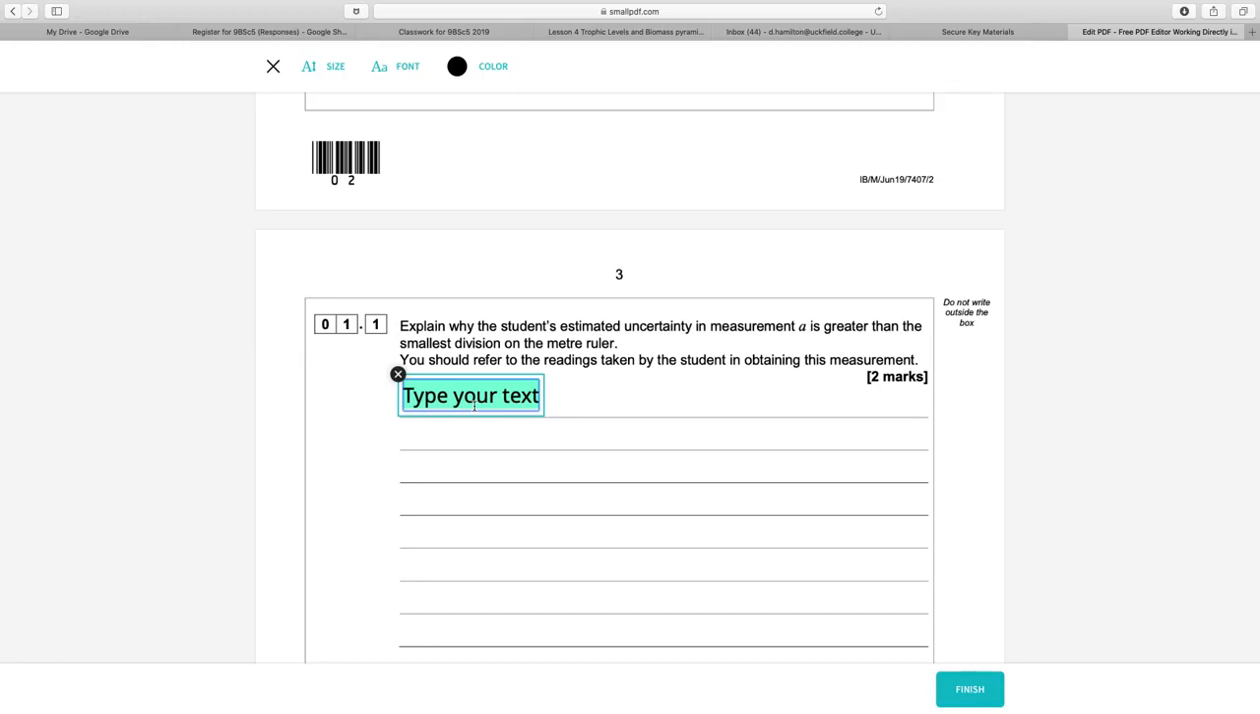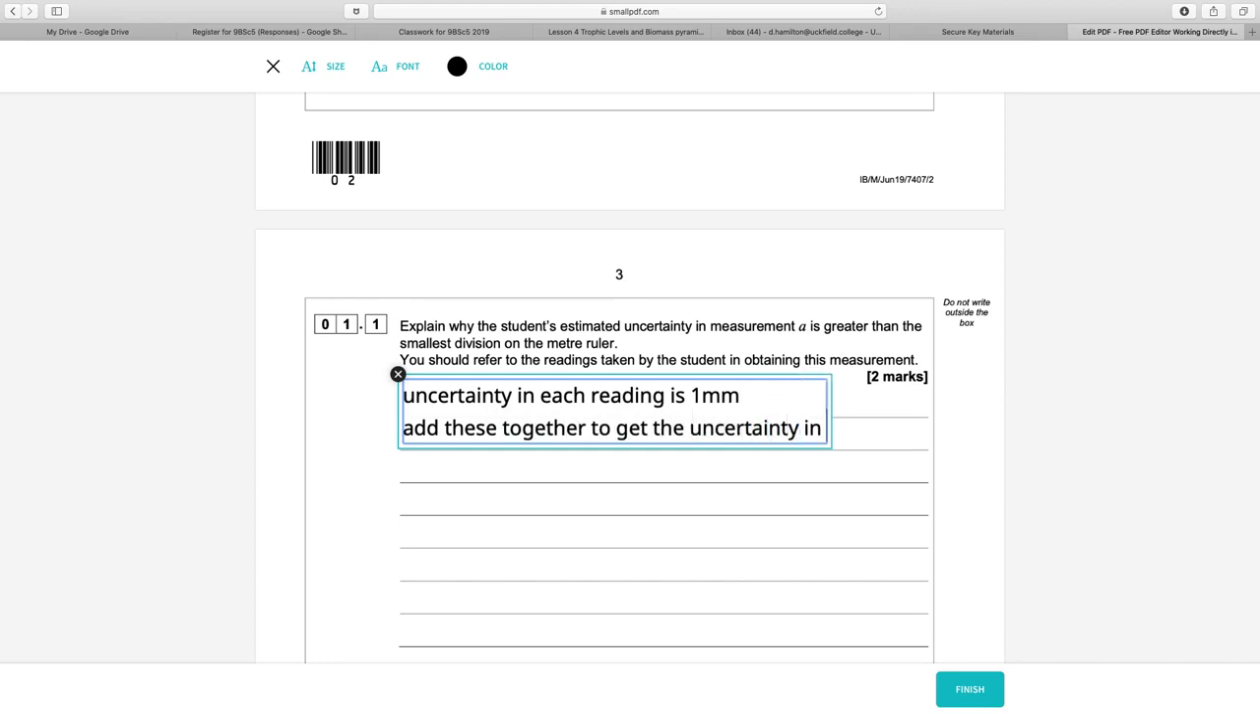So the uncertainty in each reading is 1 millimeter. And so you add these together to get the uncertainty in A. So 2 marks, 2 points. The uncertainty in each reading is 1 millimeter. For 1 mark, you add these together to get the uncertainty in your value.